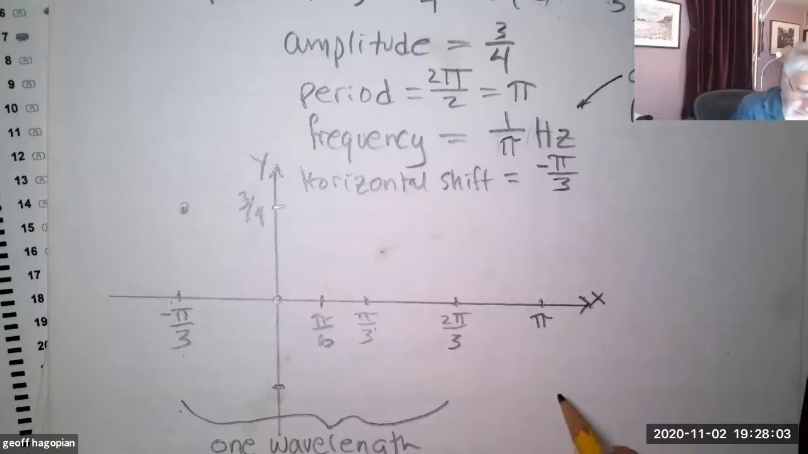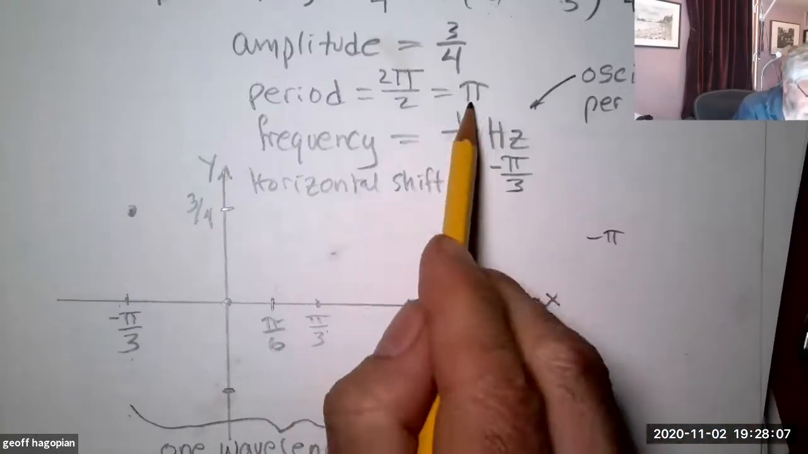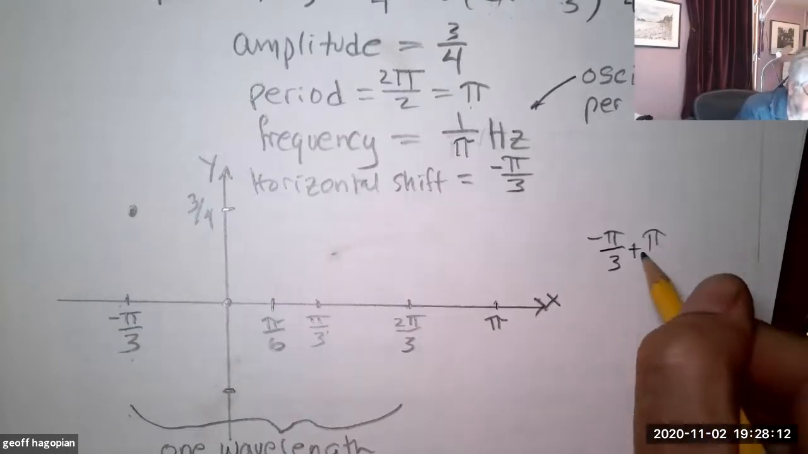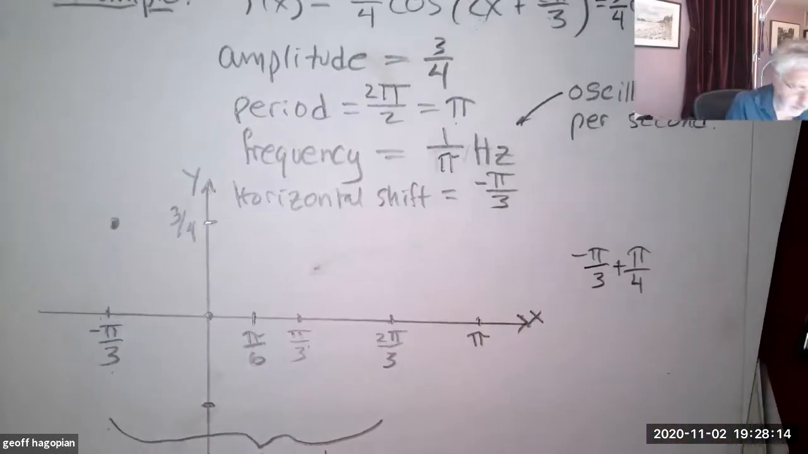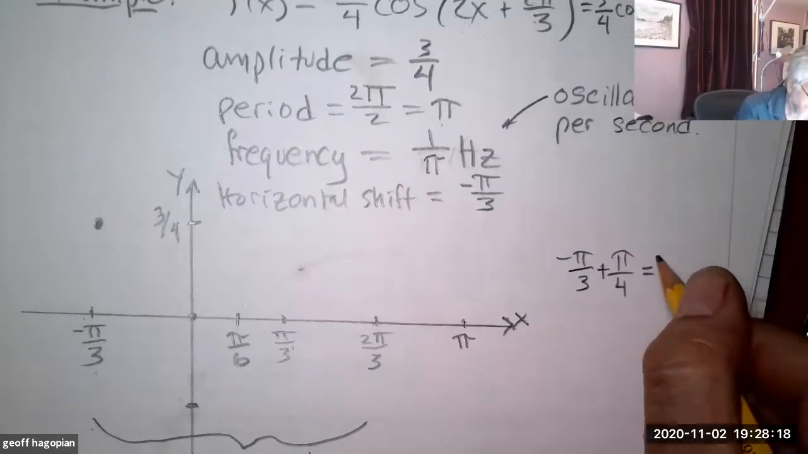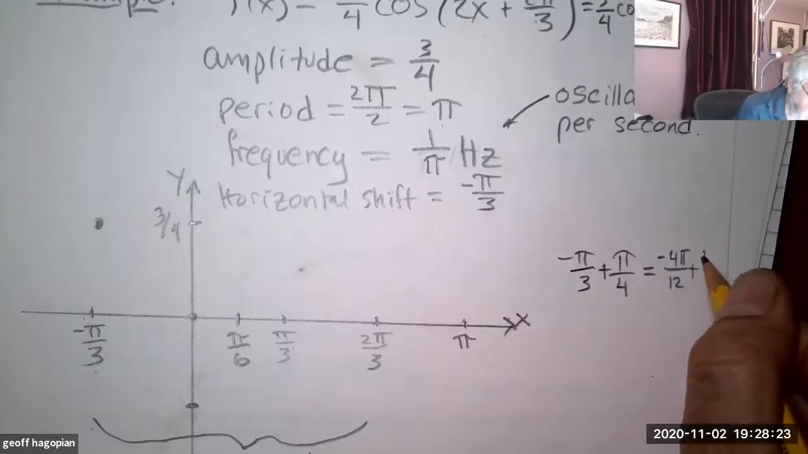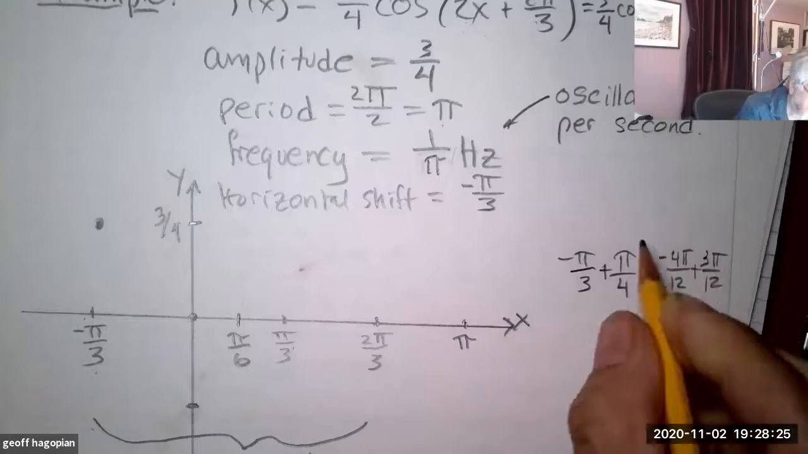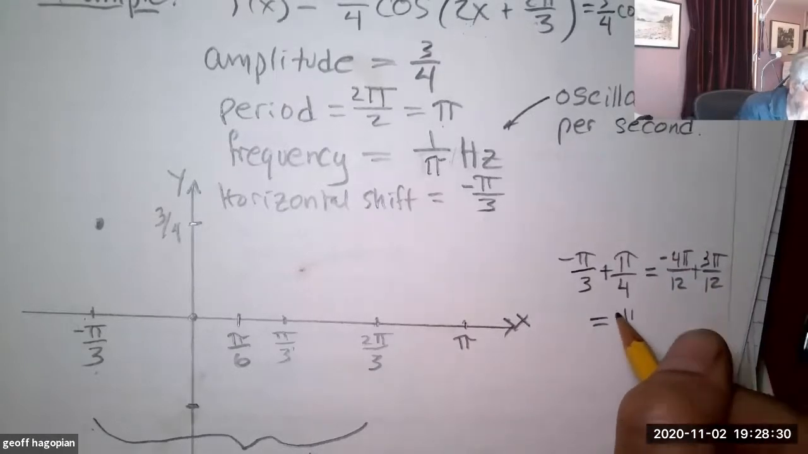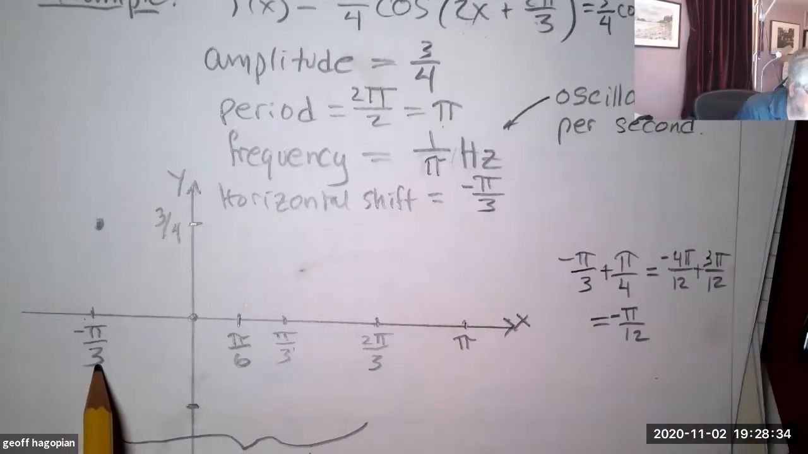Well, let's just do the arithmetic, shall we? Negative pi, so a quarter length, the wavelength is pi, so a quarter wavelength is pi over 4. So if I add pi over 4 to my starting position, what do I get? Well, I get a common denominator here. So this is going to be negative 4 pi over 12 plus 3 pi over 12. Does that work? Yeah. So that's going to be equal to negative pi over 12, which is 1/4 of the way here.